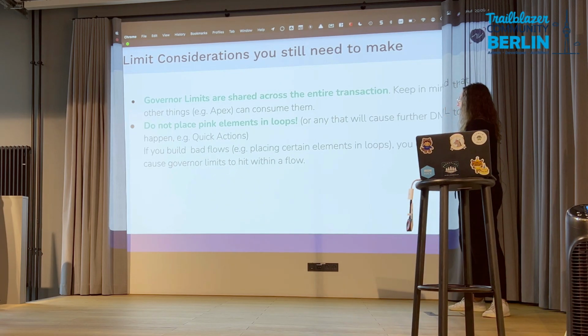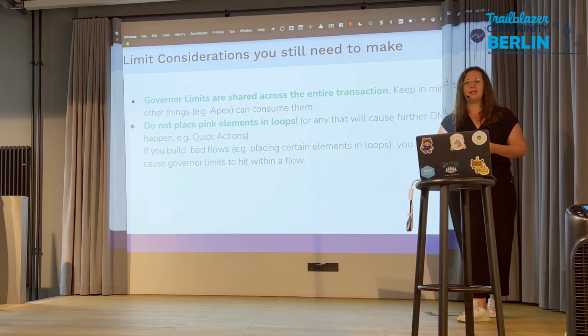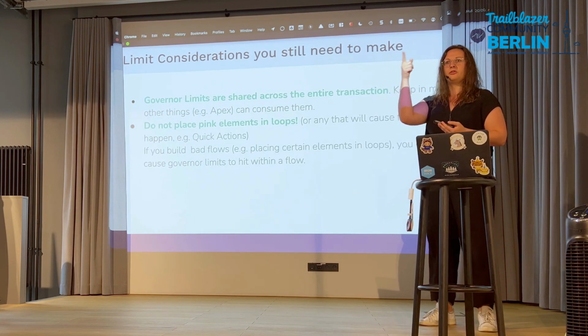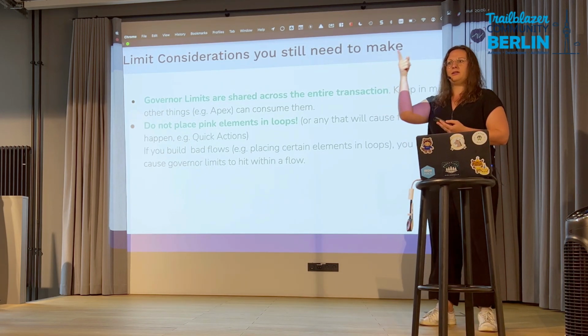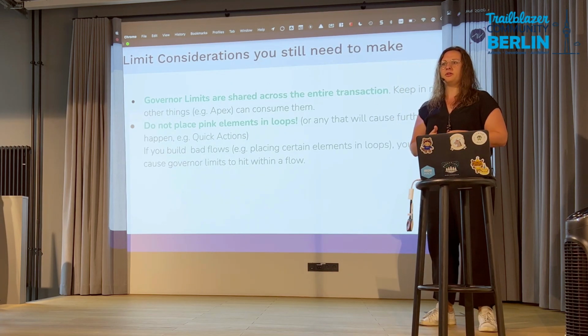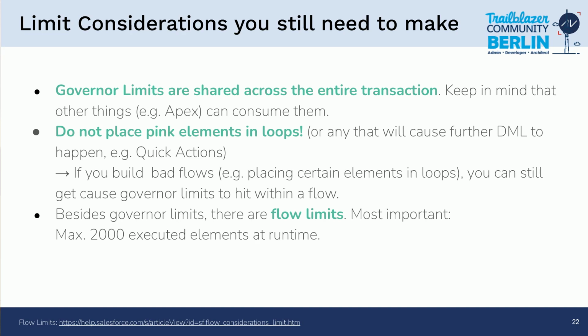Because what happens is that if you build a bad flow by placing such an element in a loop, the loop will go on and go on and go on, and every time consume 1 DML, 2 DMLs, 3 DMLs, 4 DMLs, and all of a sudden you've reached 150. If you think about it like this, 150 is not a lot.